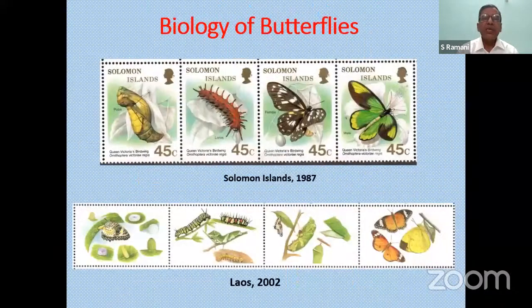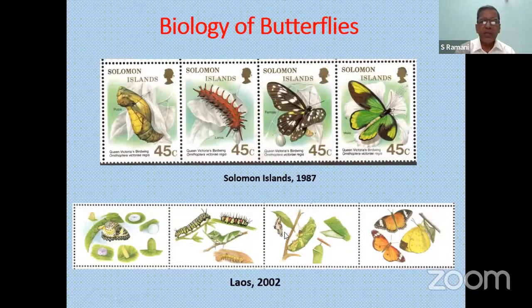Biology is another thing that can also be studied using stamps. I have given you an example here about butterflies. Here you can see the Queen Victoria's bird wing, Ornithoptera victoriae, where the larva, the pupa, and the male and the female are all depicted on stamps. So you can understand the biology of a butterfly also using the stamps.